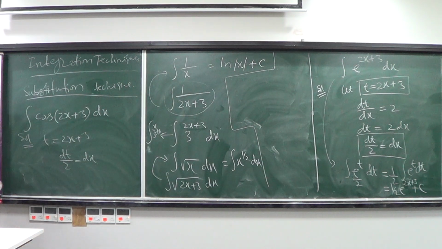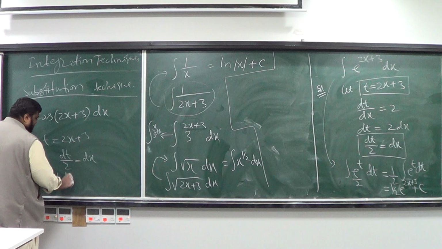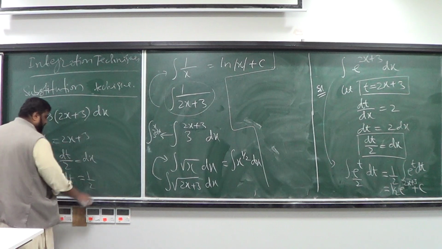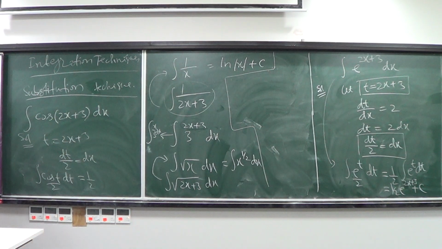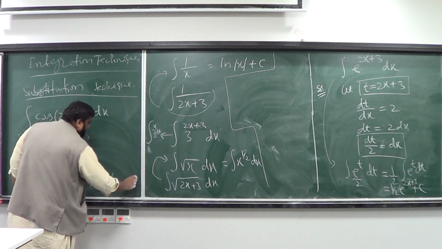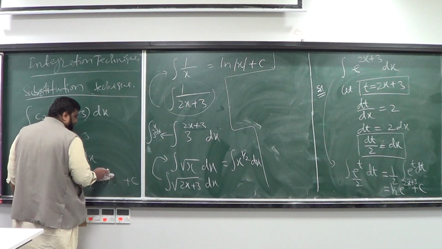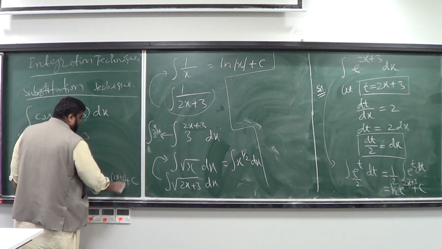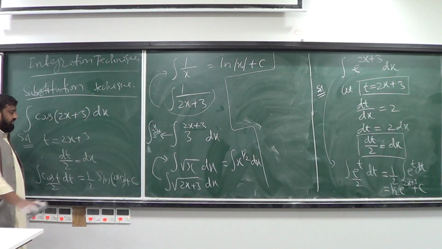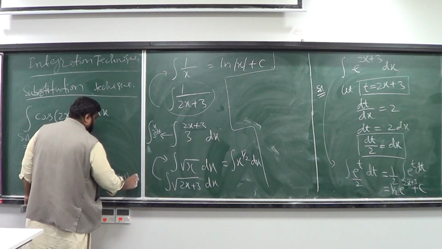So if you make these two substitutions here, the integrand will become cos t, and this will become dt divided by 2, and then I can pull 1 over 2 out. The antiderivative of cosine t is sine t plus constant, and so I can replace t by 2x plus 3. Sine of 2x plus 3.